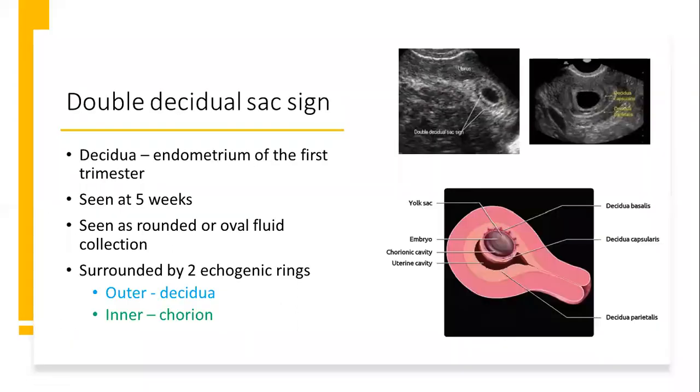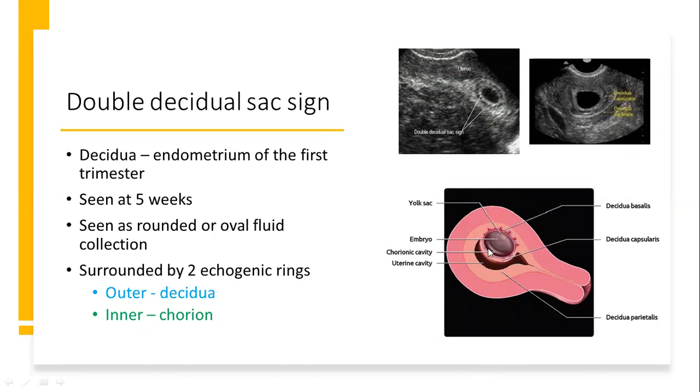Then from that, at approximately 5 weeks, we see what is called a double decidual sign. This actually confirms a normal intrauterine pregnancy. It has a high positive predictive value. As we mentioned earlier, decidual just refers to the endometrium in the first trimester. So a double decidual sign is a fluid collection which is surrounded by 2 echogenic rings. That's where the double decidual sac sign comes from.